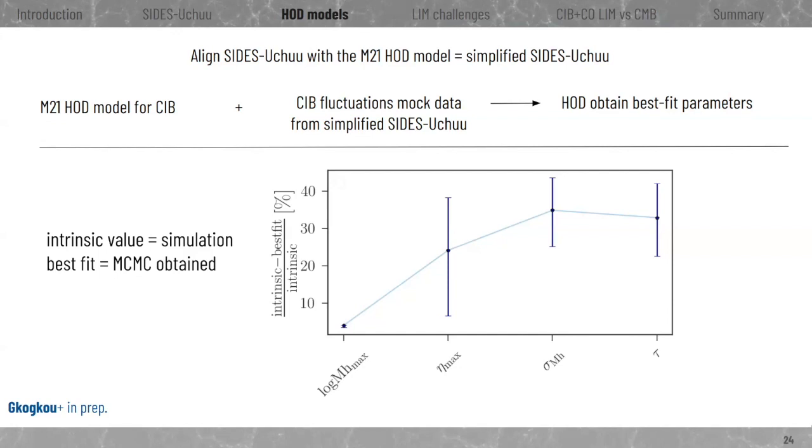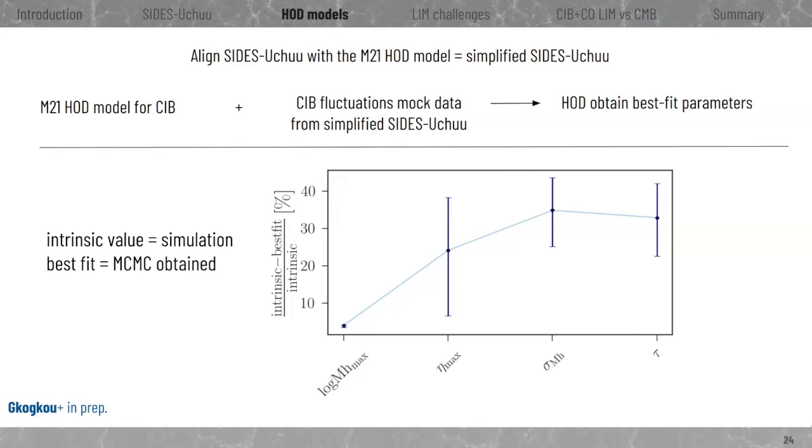But now this time, remember that the model and the simulation have the exact same parameterization. So I would expect the best fit parameters to match exactly what is in the simulation. And here you see the result. So these are the three parameters, and tau is also in this one, anyway. And here you see the fractional difference between the best fit parameter value and the intrinsic one in the simulation. And you can see that we have an offset of even more than 30%.